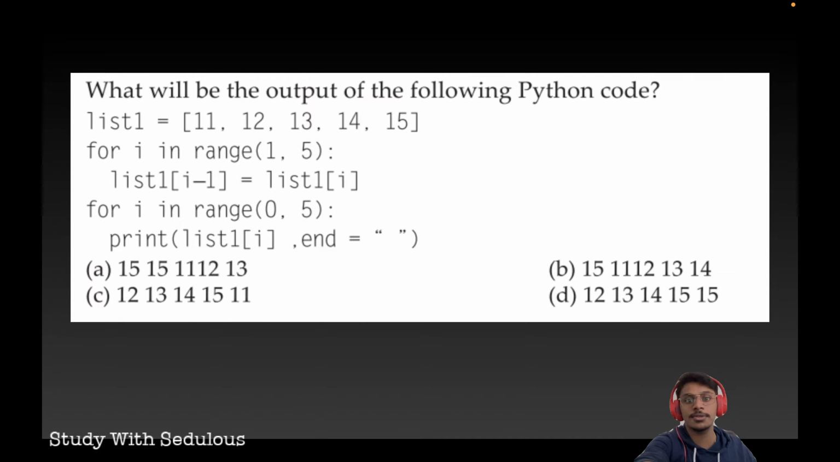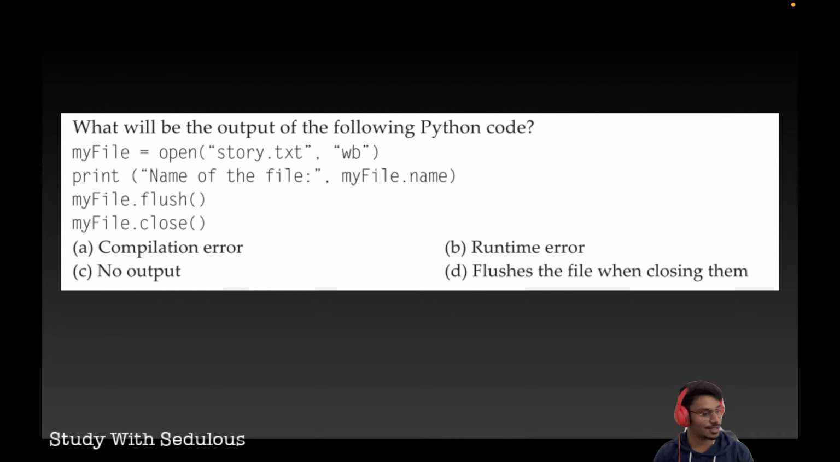Same explanation. What will be the output? Yeah. Bro, Yuva Harsh, good. You're seeing that answer too. Good. What will be the output of the following Python code? My file equal to open story dot. Oh wait, you have said that for the last question, right? Okay, good. Anyway, fine.